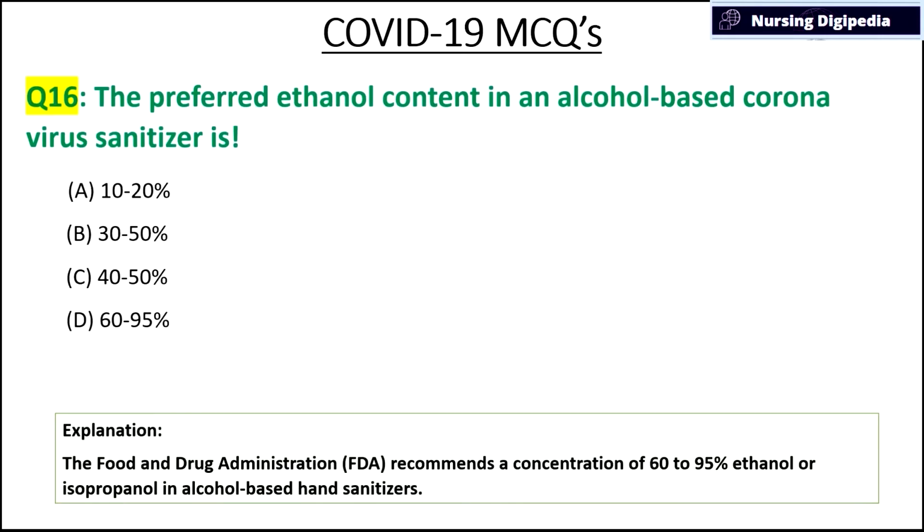Question 16. The preferred ethanol content in an alcohol-based coronavirus sanitizer is A. 10 to 20%, B. 30 to 50%, C. 40 to 50%, D. 60 to 95%. And the answer is D. The Food and Drug Administration recommends a concentration of 60 to 95% ethanol or isopropanol in alcohol-based hand sanitizers.